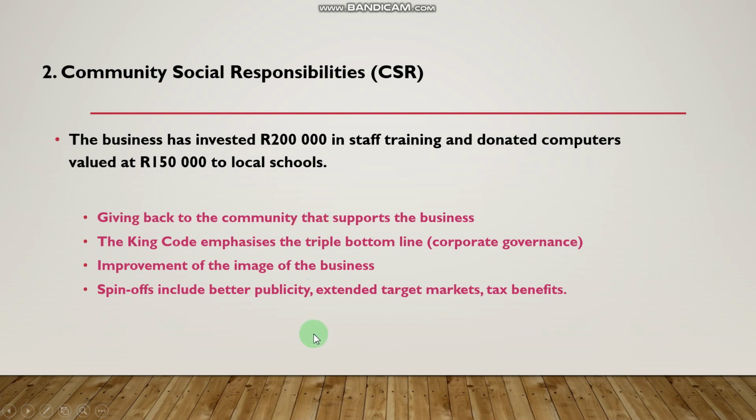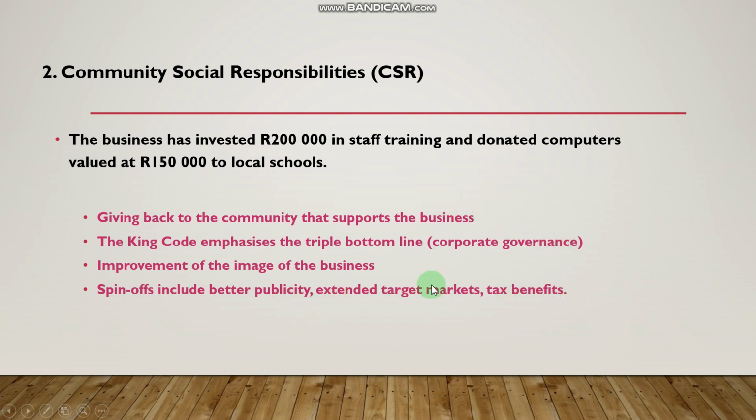So here are some possible answers. Giving back to the community that supports the business. The King Code emphasizes the triple bottom line, corporate governance. The King Code is emphasizing that the company must not only pay attention to profitability, they must also pay attention to the environment and to the community that supports that business. Improvements in the image of the business. Spin-offs include better publicity, extended target markets, tax benefits.